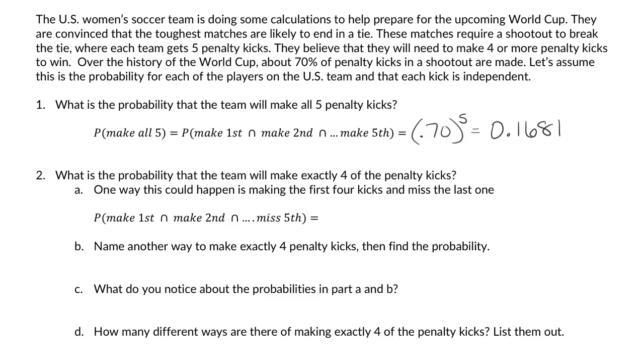So let's say the first 4 we make and we miss the 5th one. So that means we're taking this 0.70 and having this occur 4 times. But then we miss one. If 0.70 is the probability of us making a kick, what's the probability of us missing? 30%. So that means we have one of the kicks, that's 0.30. Can you guys calculate that for me? So 0.70 raised to the 4th power times 0.3 raised to the 1st power, because that's 4 makes and 1 miss.